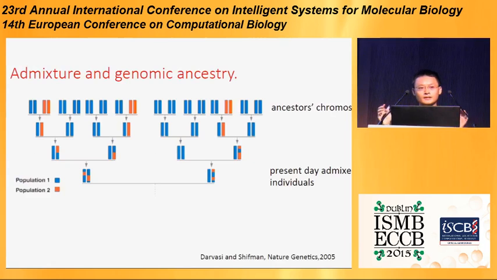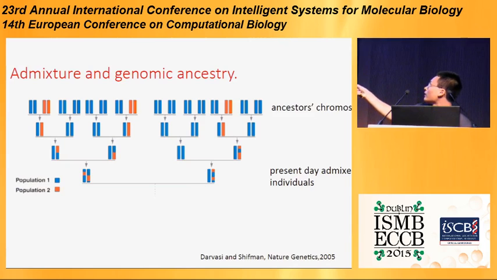So first, so we're all on the same page, I want to briefly define what admixture is and what this genomic ancestry is. Admixture is defined to be the process whereby individuals from distinct populations come together and form families. So here's a concrete illustration of this.